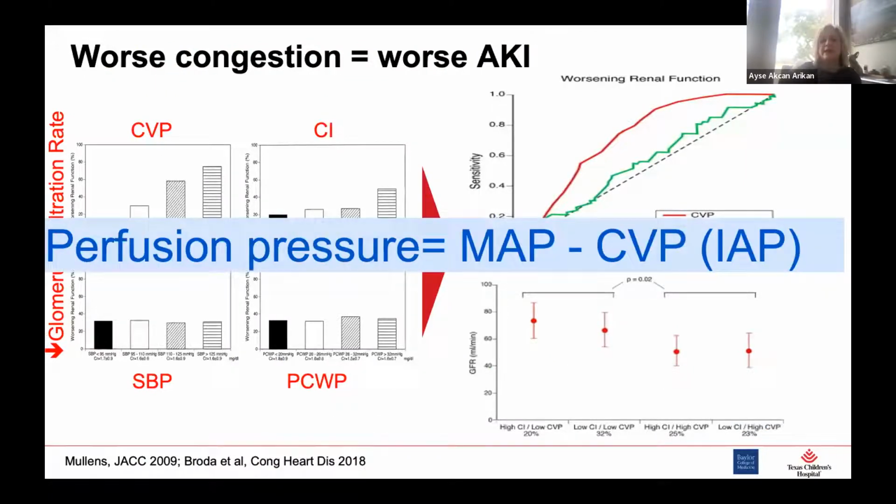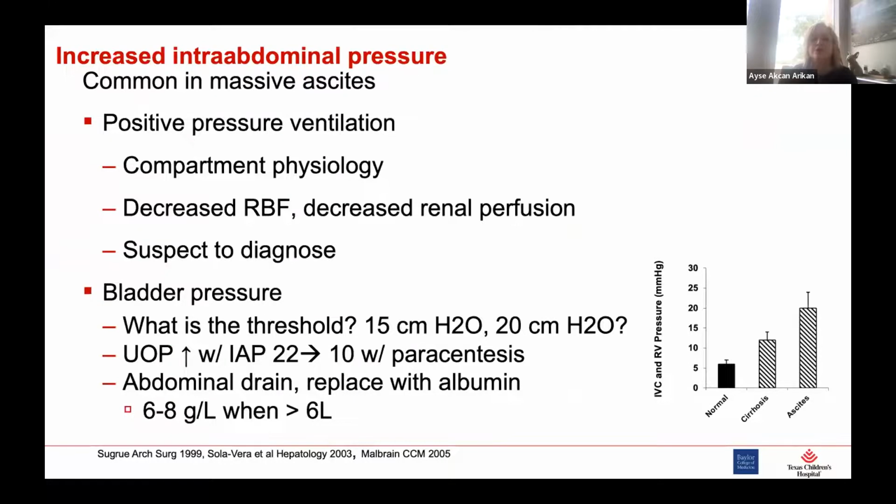I'm going to skip this and just say the perfusion pressure is also impacted by intra-abdominal hypertension, which is augmented in patients who are on positive pressure ventilation, and it will be very difficult to diagnose unless we actually suspect it. We don't really know what the intra-abdominal hypertension threshold is. The normal intra-abdominal pressure is thought to be in the single digits. There are different thresholds thrown out there, at 15 centimeters, 20 centimeters of water. In adults with intra-abdominal pressure greater than 20, increased urine output was obtained, which suggested improved kidney function with paracentesis.